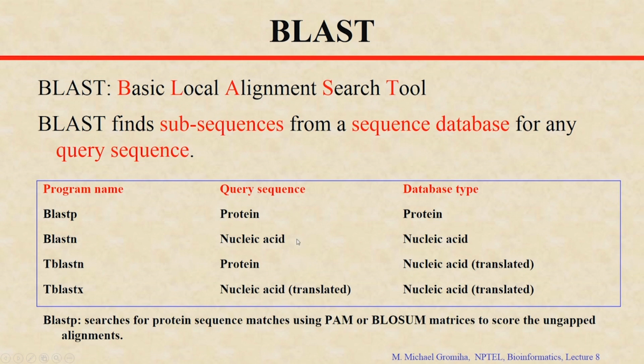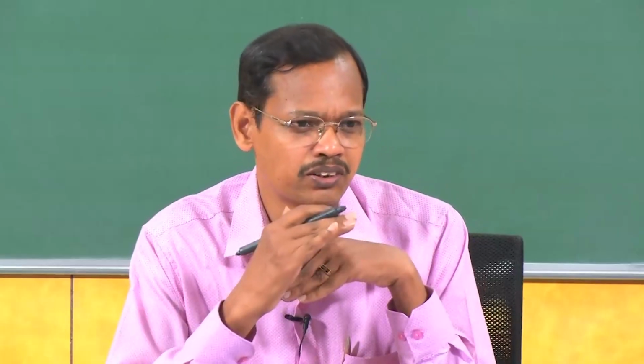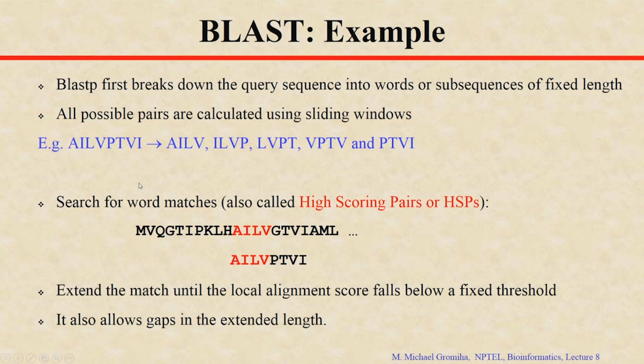There are different program names. For example, BLASTP: the query sequence is protein, and it will search with the protein database. Then BLASTN, nucleic acids with nucleic acids, because N and P stand for nucleic acids and proteins. We can also do the translated ones, TBLASTN and TBLASTX. For these queries, they mainly use the PAM matrix or the BLOSUM matrix to give scores for ungapped alignments.